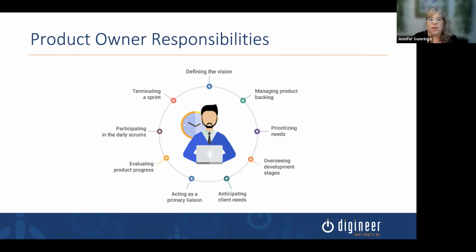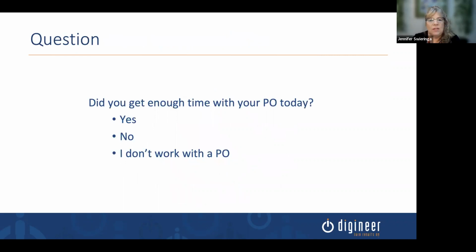And then the dreaded terminating a sprint. If the team is inextricably blocked due to predecessors, dependencies, unanswered questions, whatever it is, the PO is the one that needs to make that decision that we're going to terminate that sprint. And we really need that product owner to clear those blockers and to basically fix what happened to stop our sprint. And Jack, did we have a question for the group?